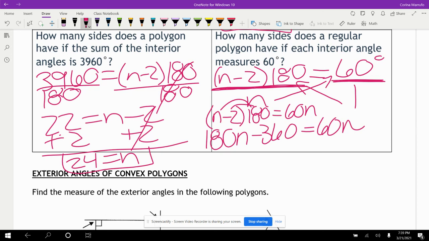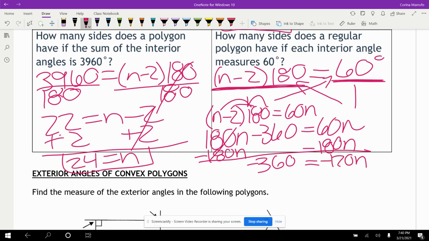Okay, and then from there, let's move the 180n to the other side, and we do that by subtracting. So I'm going to move it onto the other side with the other n. Cancels here. We get negative 360 equals, I'm going to do 60 minus 180. That gives me negative 120. And then last, I'm going to take the negative 120 and divide both sides by negative 120, and that gives me 3. So that means this figure is a triangle where each angle is 60 degrees. And that's it.